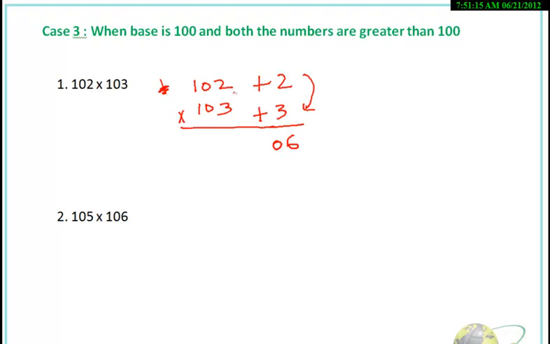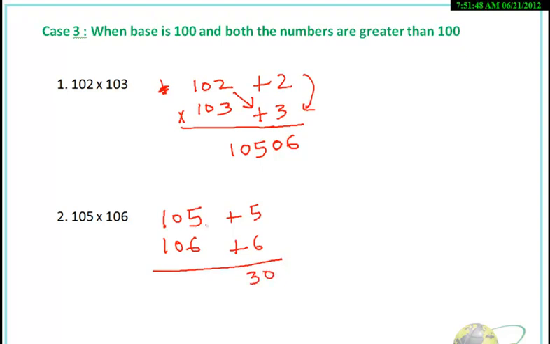In the previous case, we subtracted the numbers, but in this case, we'll be adding them since the numbers are bigger than 100. So 102 plus 3 will give us 105. So 102 into 103 will give us 10506. Similarly, in this case, 105 into 106. It's plus 5 from 100. It is plus 6 from 100. 6 into 5, 30. And 105 plus 6 is 111.